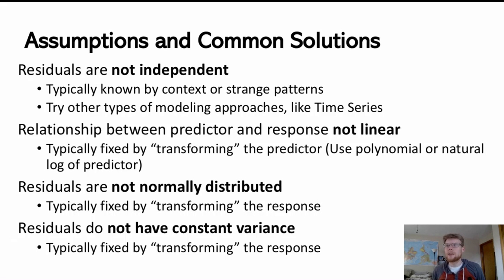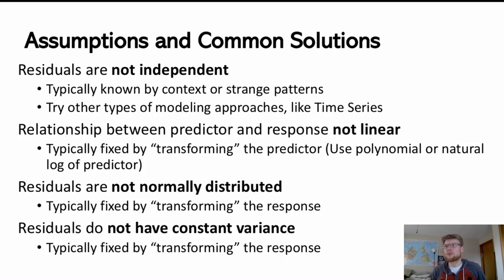This independence violation is usually going to be obvious from the context of where we're getting our data. Sometimes we can see it in the data itself, but really it's the context that helps us know if that's going to be a problem. If the residuals are not independent, we really shouldn't be doing a linear model exactly as we're doing here.